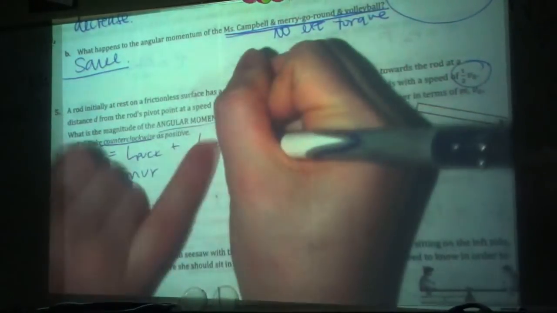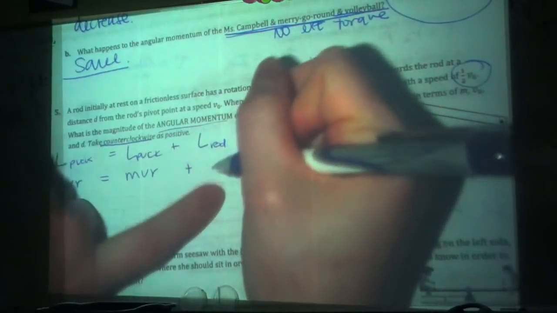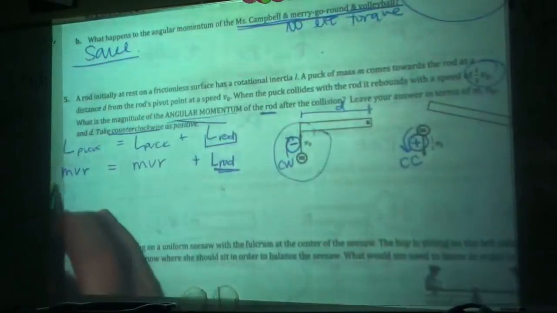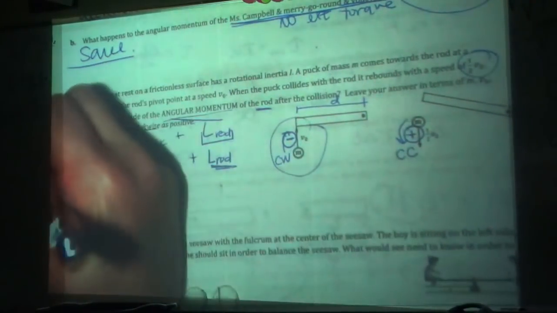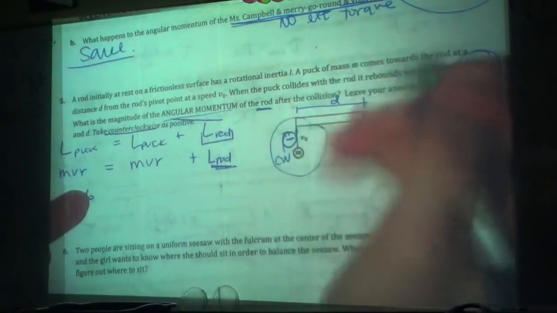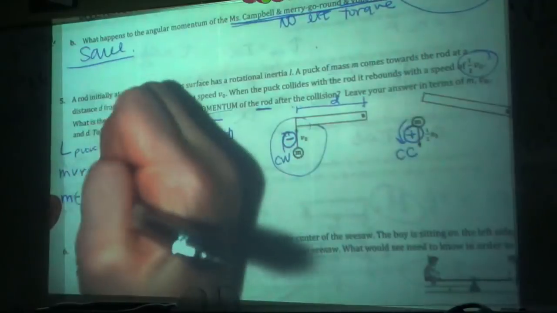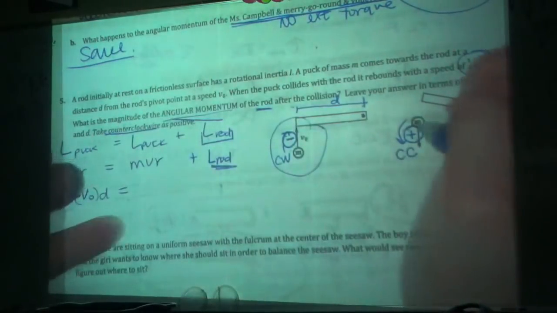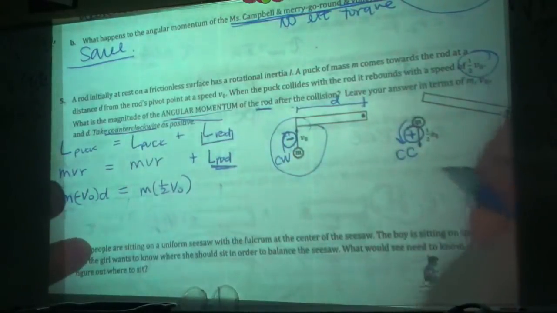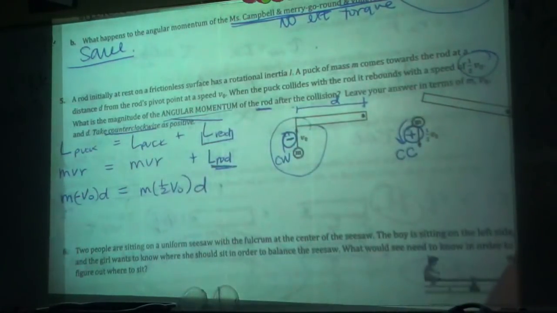This one would be I omega, but I'm not trying to find omega. I just want to know what this term right here is, because I just want the angular momentum of the rod. So then angular momentum of the rod is what I'm looking for. Now I need to plug in my values. This is m, negative v0. The r, the distance to the pivot point, was just d. And then afterwards, it is m, 1/2 v0, distance, like this.